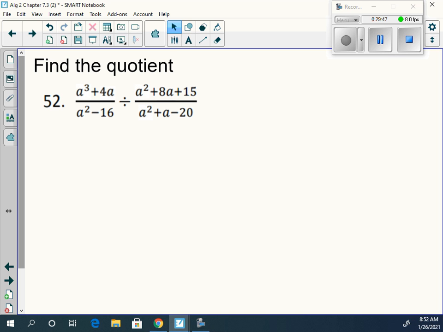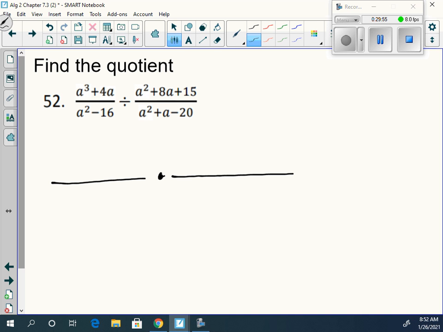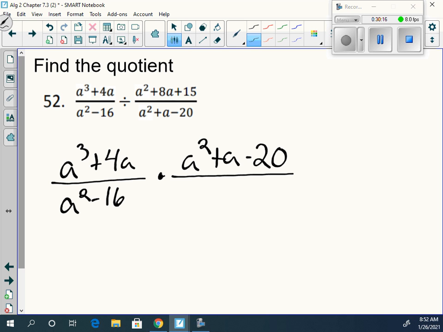Well, I'll find this at least interesting. Now again, the first thing we'll do is flip it. So the a cubed plus 4a isn't going to change. The a squared minus 16 isn't going to change. But we flip the second fraction, so the a squared plus a minus 20 goes on bottom. The a squared plus 8a goes from being on top to being on bottom. So they flipped. Just flip them over.